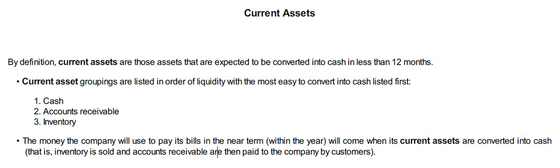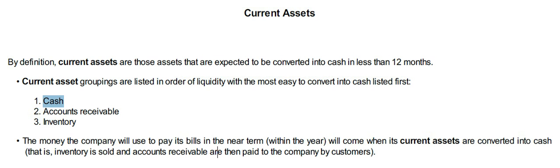Current assets. Current assets are those assets that are expected to be converted into cash in less than 12 months. Current asset groupings are listed in order of liquidity, with the one easiest to convert into cash listed first. Here, cash itself is liquid, so it is listed first.